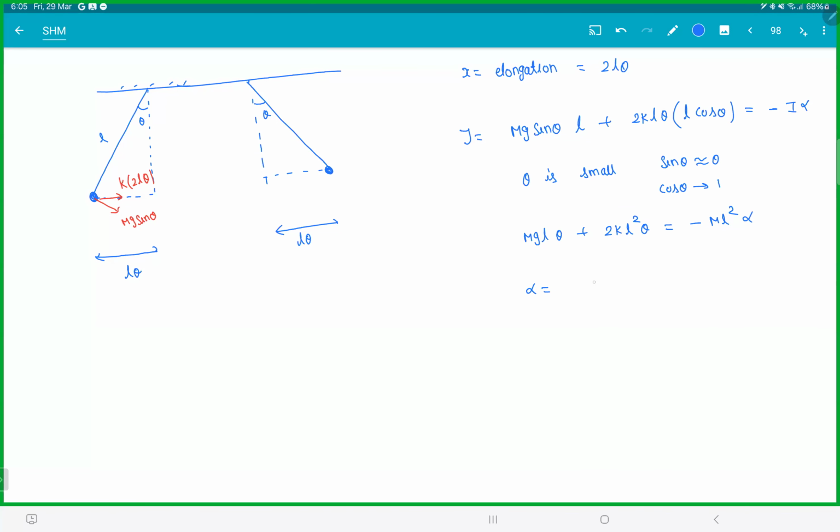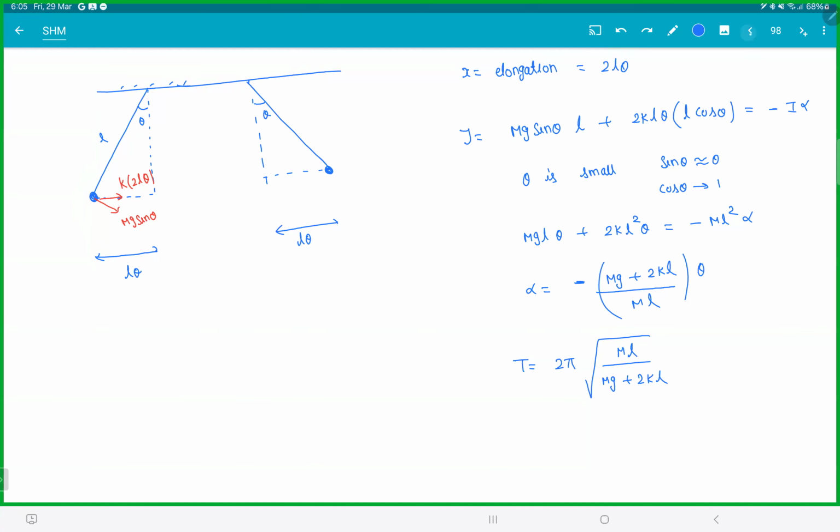This guy would be mg plus 2kl by ml, theta into minus 1. That's your omega square. So the time period is 2 pi root over ml by mg plus 2kl. You just messed up that ml part, I guess, Aditya. Easy? Once you got the FBD, it was nothing. The problem only looks a little scary.